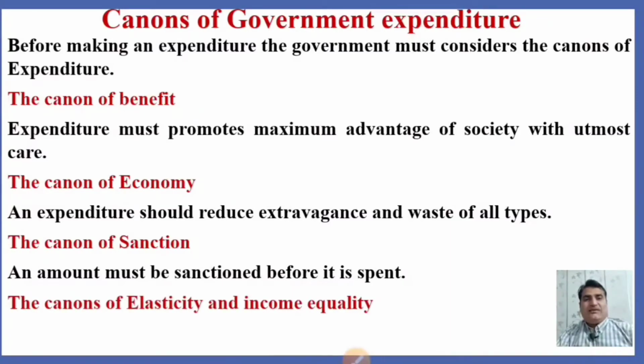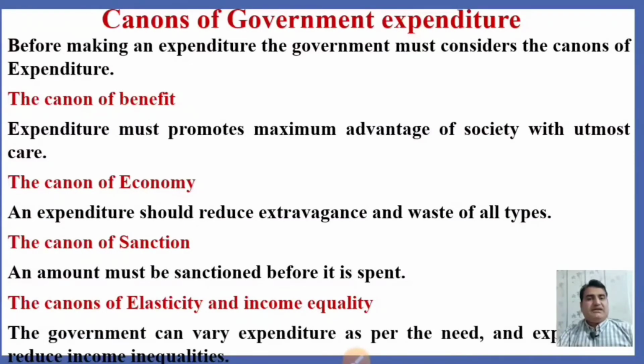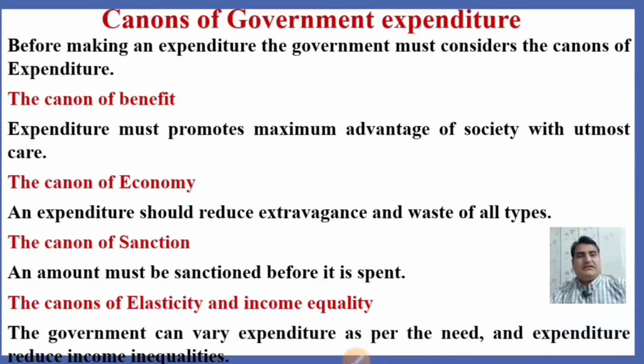The canon of elasticity and income equality: the government can vary expenditure as per need and demand, and expenditure should reduce income inequalities. So these are the rules on the basis of which the government runs the fiscal policy or makes expenditure, keeping these rules in mind.